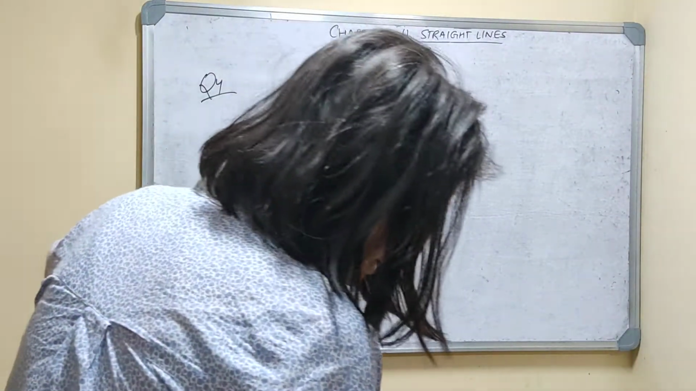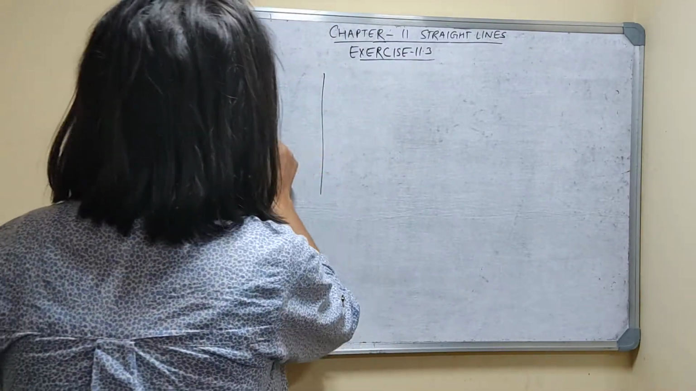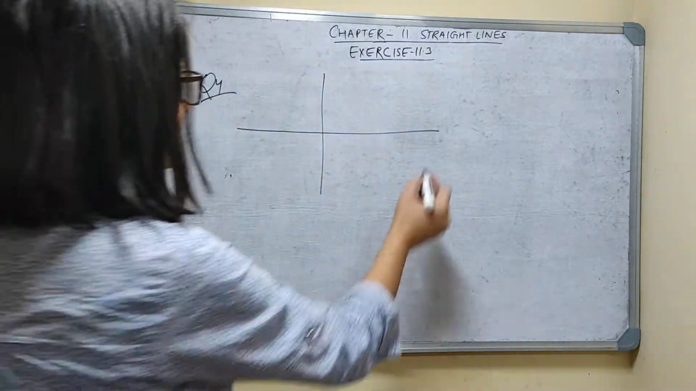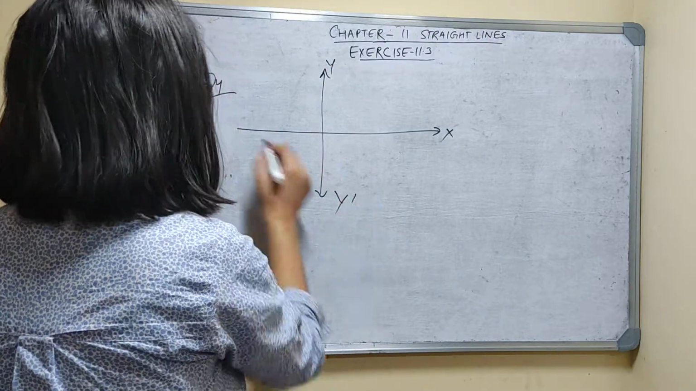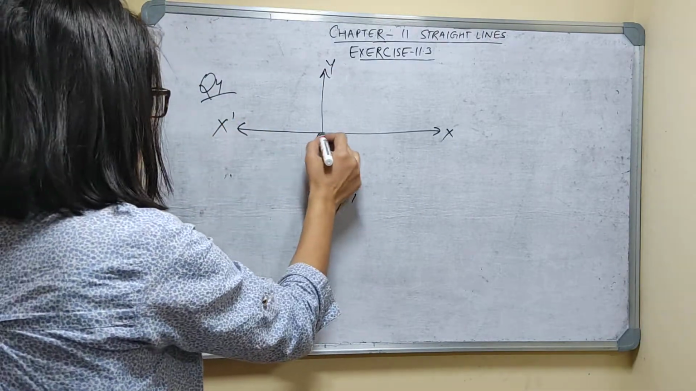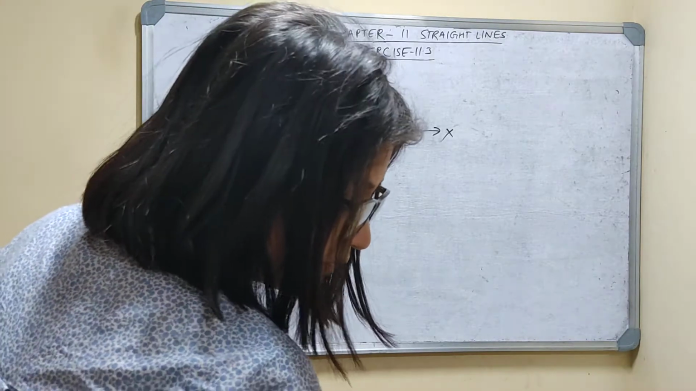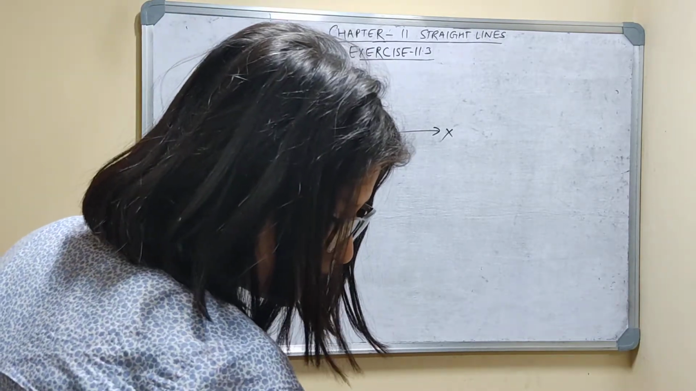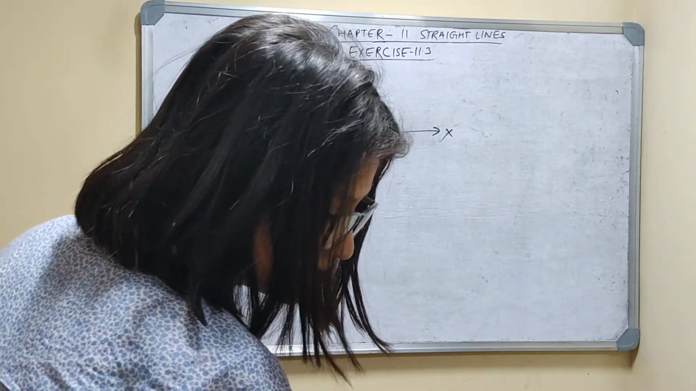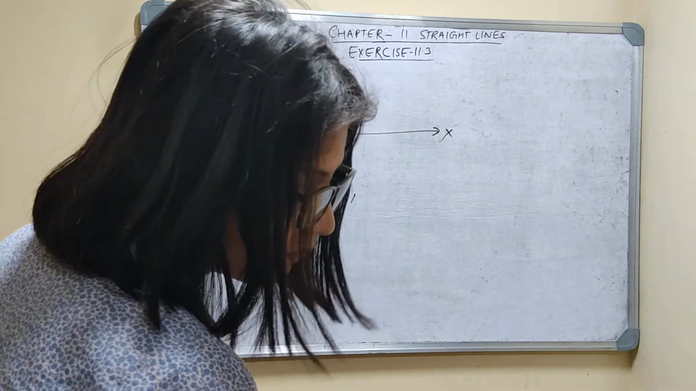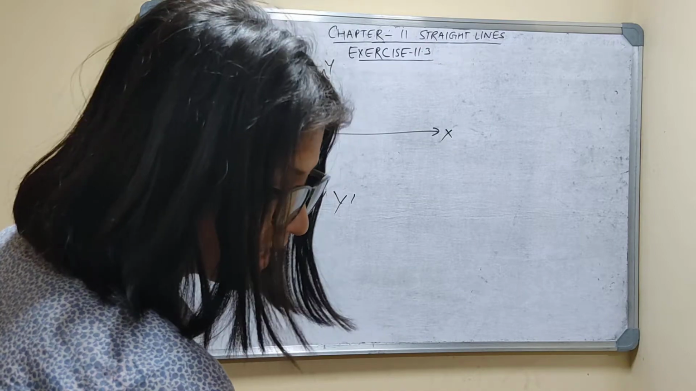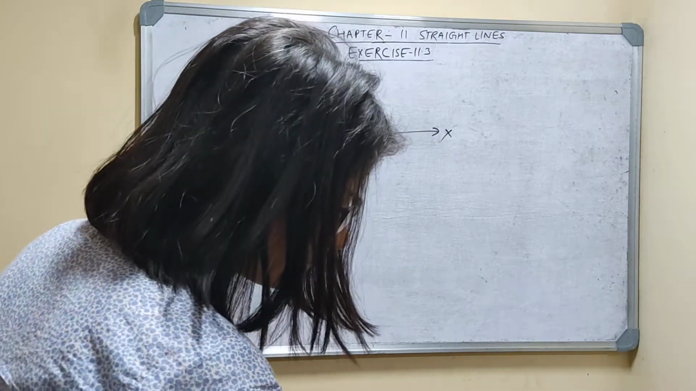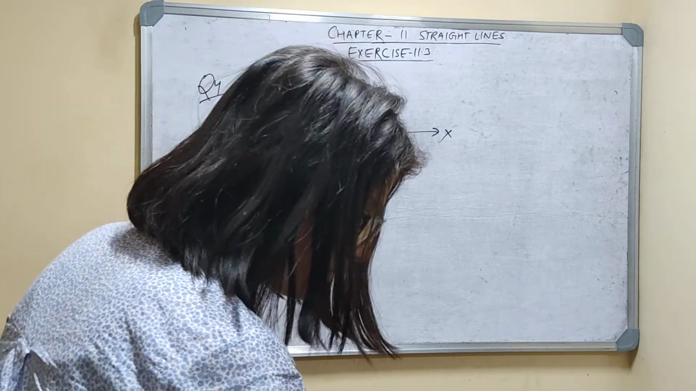What is the slope of a line which makes an angle of 60 degrees? First I am making the axes, x-axis, y-axis. This is the x-axis, this is the y-axis, this is y dash, this is x dash, this is y. What is the slope of a line which makes an angle of 60 degrees with the positive direction of the y-axis?